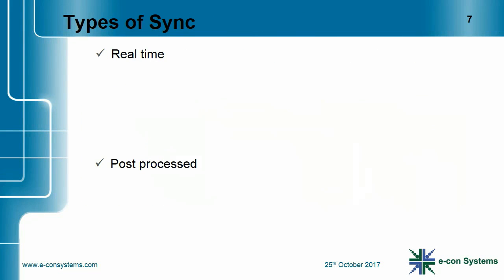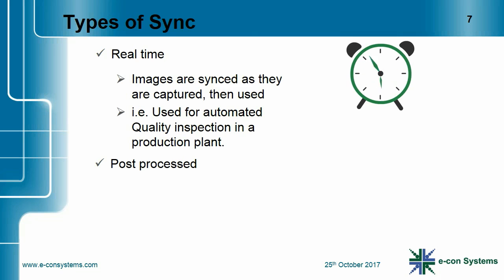The different types of synchronization used in the imaging industry are real-time synchronization and post-process synchronization. In the case of real-time synchronization, the images are output by the cameras themselves in a synchronized manner, so they can be directly used in the application, and there is no additional processing of the images involved. So this is the fastest method for achieving synchronized images.